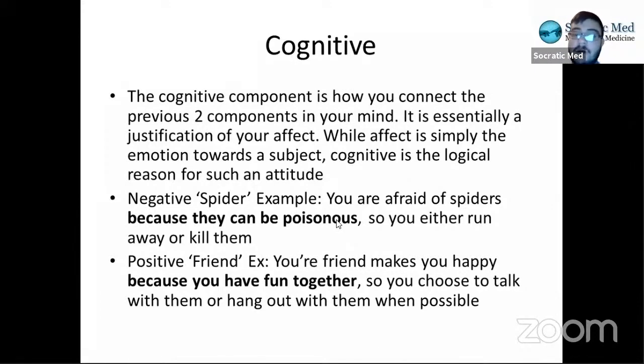You have an emotion, happiness or love or whatever. It's justified because of your cognitive aspect of attitude. You have fun together, you learn new things, you enjoy spending time with them. And because of that, you act on that emotion. And for that reason, you perform some kind of action. You talk with them, hang out with them, do whatever with them.